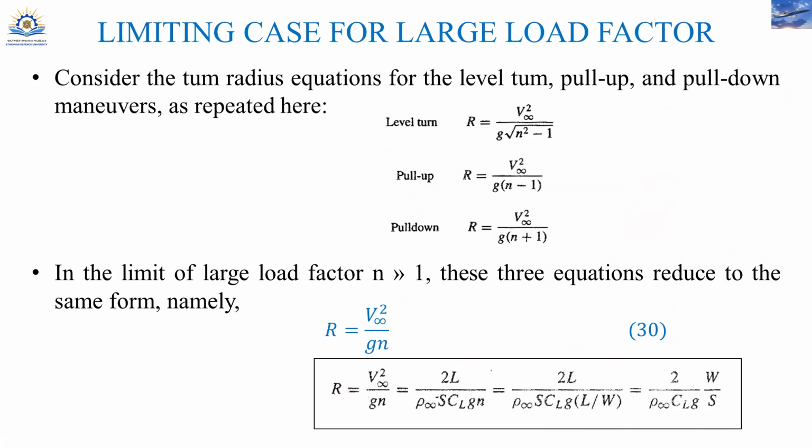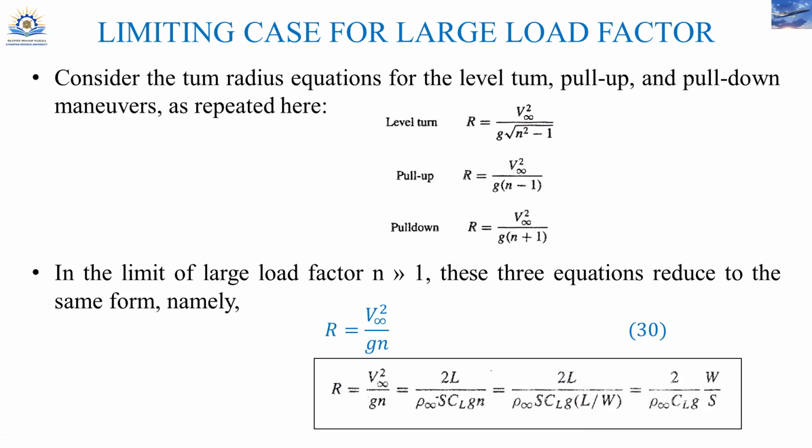Okay. In the limiting case, if the load factor is given a large value, much greater than 1, the three quantities which we explained reduce to the same form. If we neglect one from them, radical of N square minus 1 is N also. N minus 1 is N. N plus 1 is N for large values of N. So you can use that.